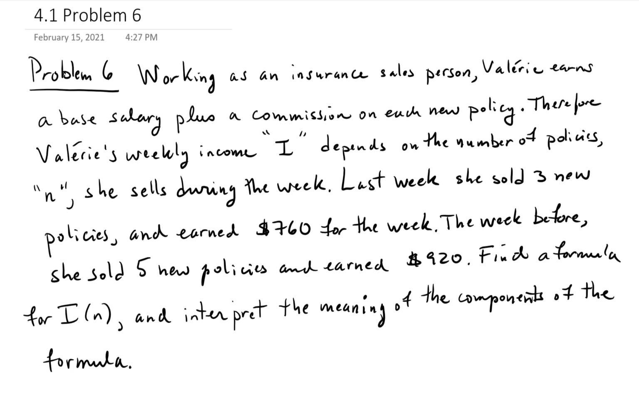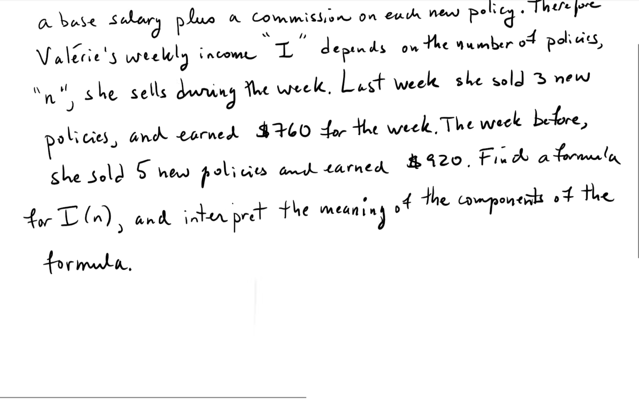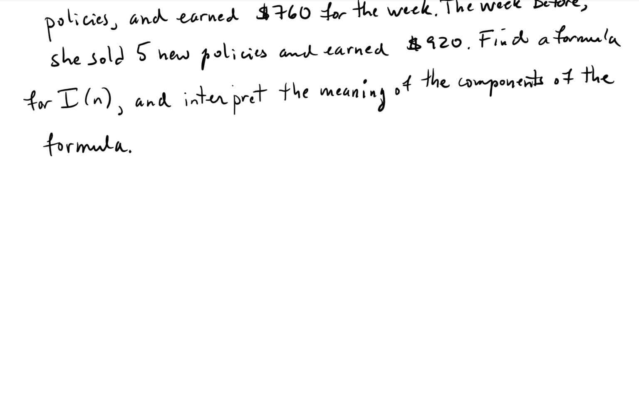The components are usually the coefficients. So let's try to make sense out of this problem. We've got a person selling insurance policies. So N is our input. It's the number of policies she sells, and I, or her income, is a function of the number of policies she sells.